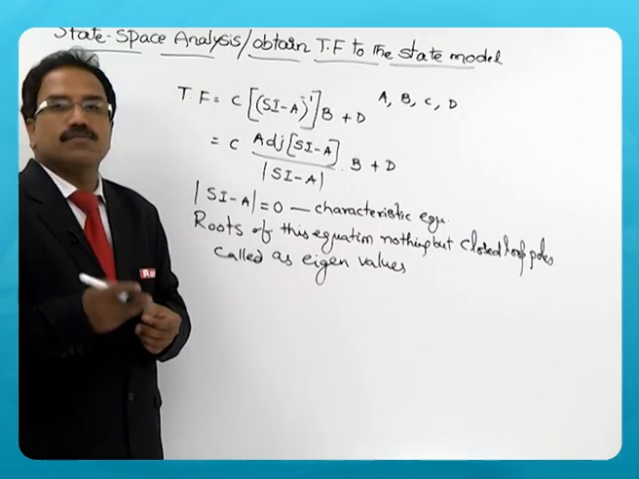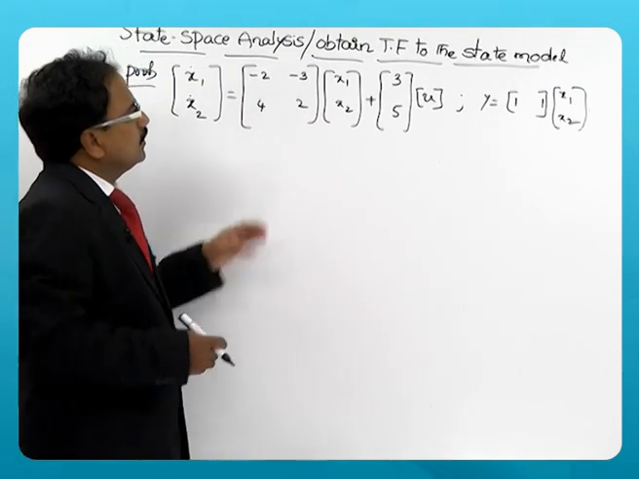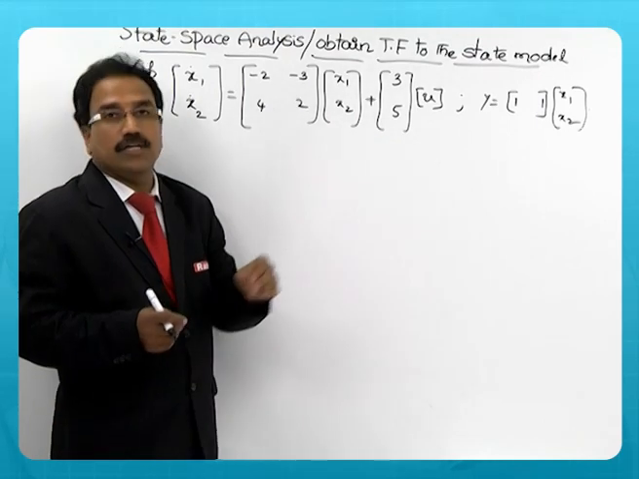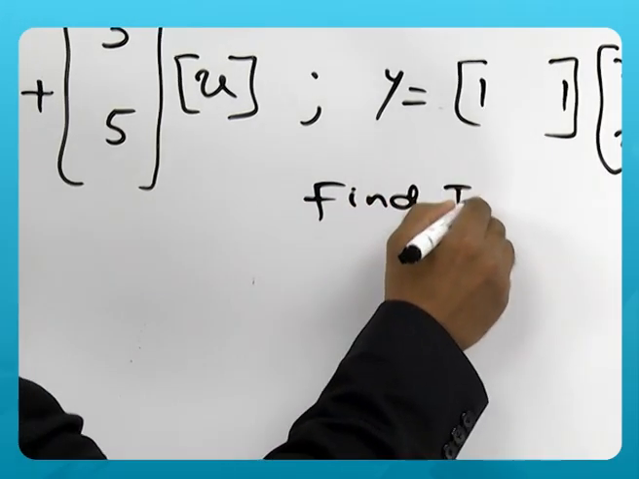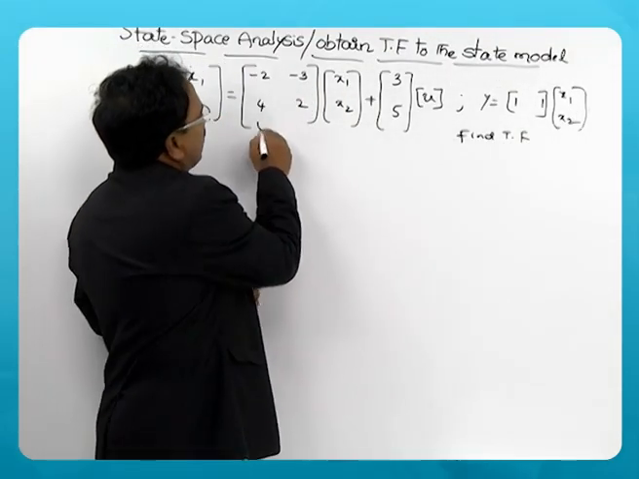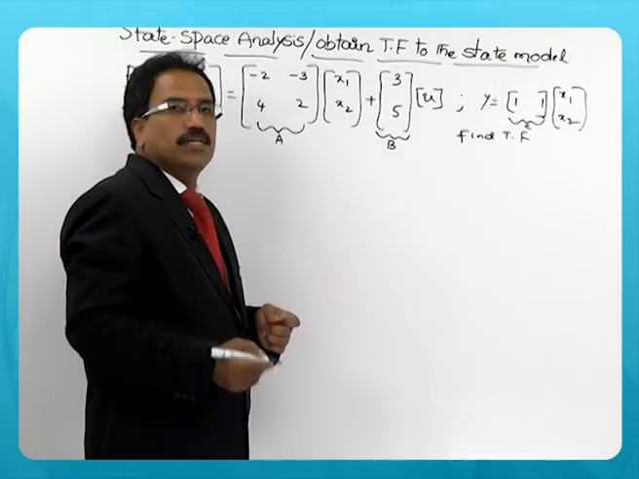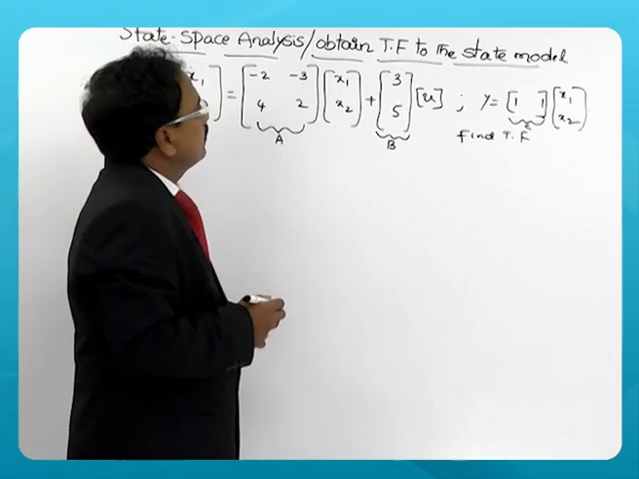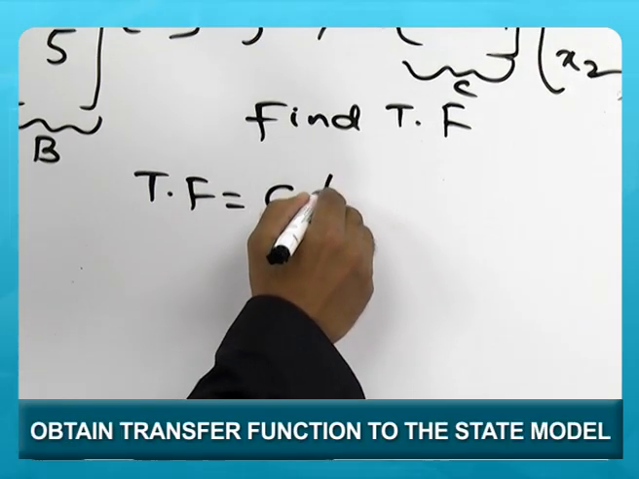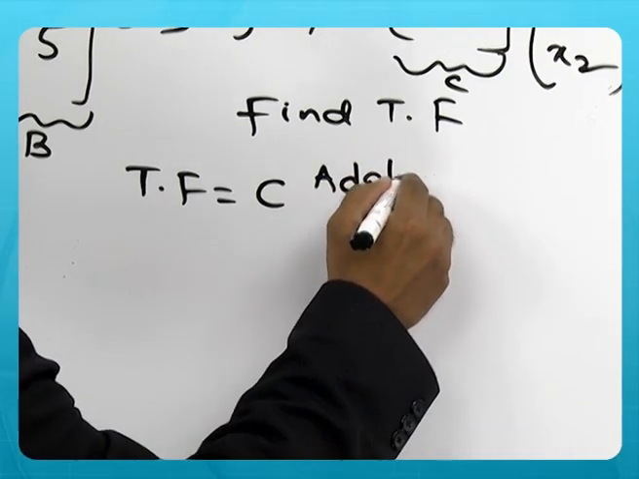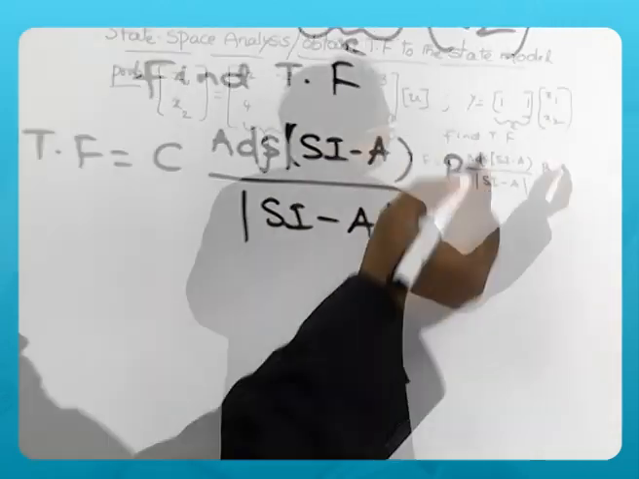Now, let us find the transfer function when the state model is given in the form of A, B, C, D matrices. The state model is given here in the form of the state equation and output equation. We need to find the transfer function. This matrix is A, this is B and this is C. No D is given here, only A, B, C matrices. The formula for the transfer function is C, then adjoint of (SI minus A) by the determinant of (SI minus A), into B.